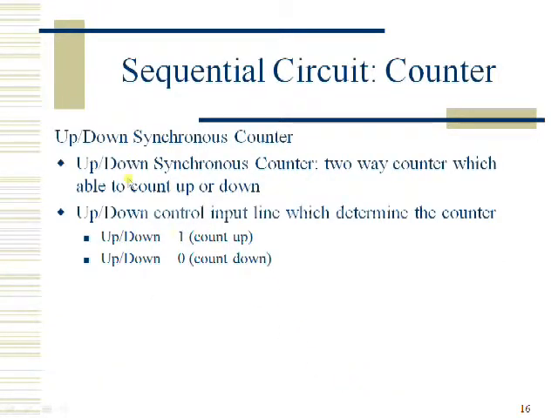Now let us see the up-down synchronous counter. We have seen what is an up counter, we have seen what is a down counter. Now let us implement both of these with a single counter. So we have a control input here, that is up or down. If that is 1, then it counts up. If that is 0, then it counts down.